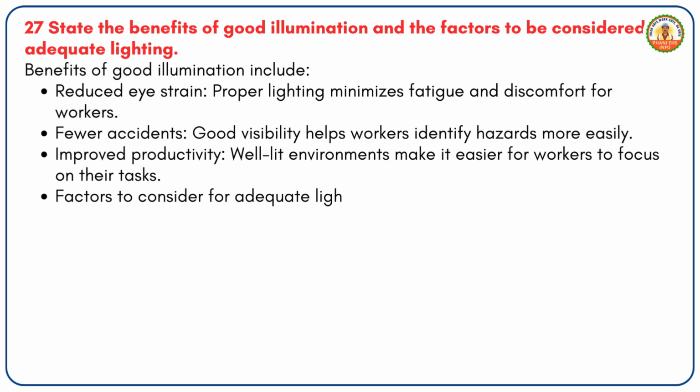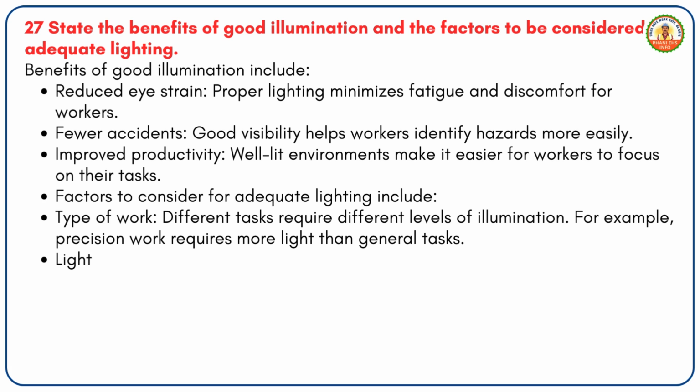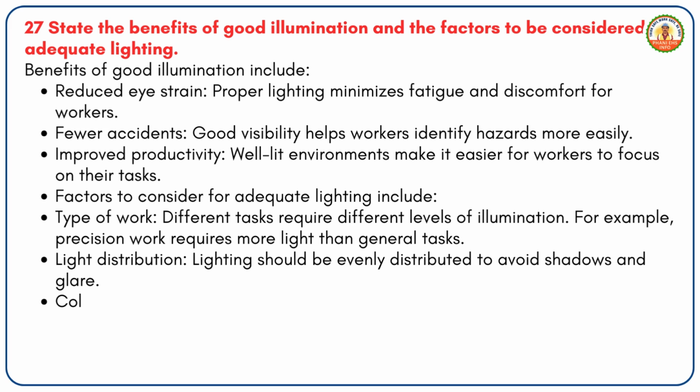Factors to consider for adequate lighting include type of work. Different tasks require different levels of illumination. For example, precision work requires more light than general tasks. Light distribution. Lighting should be evenly distributed to avoid shadows and glare.